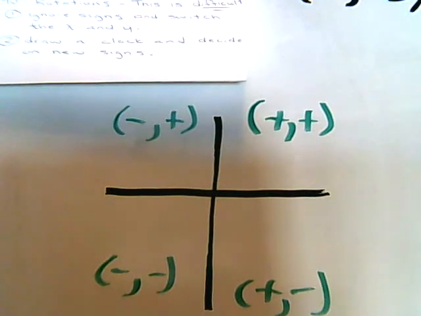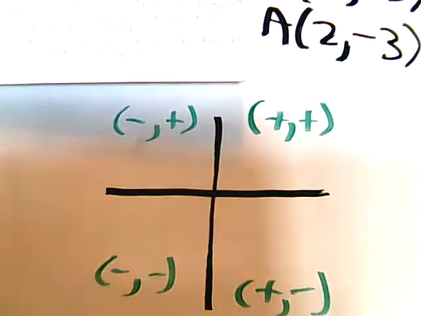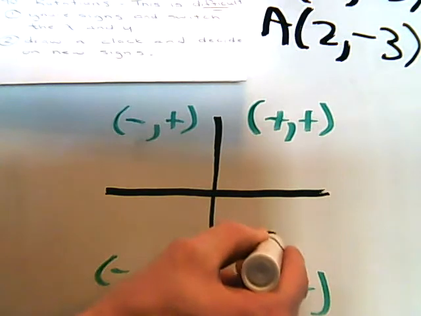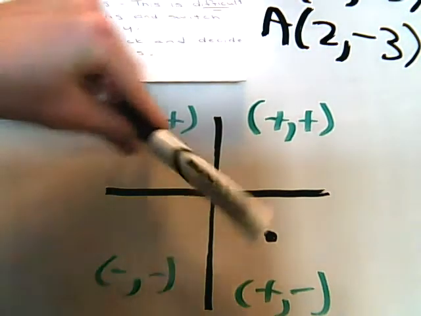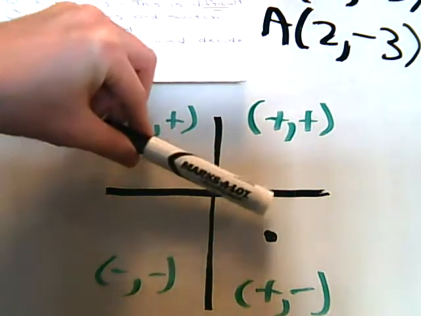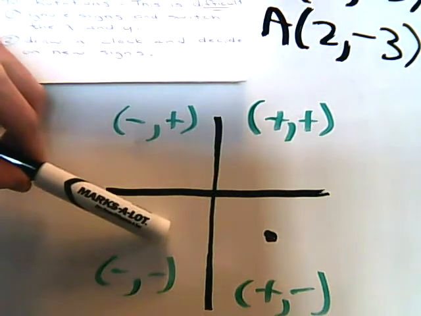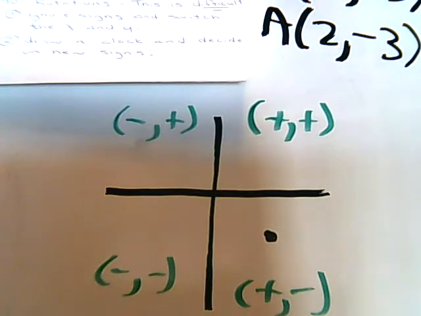Now, 90-degree rotations are completely different. So now, if you look here, we have A at 2, negative 3. So 2, negative 3 is going to be somewhere down here. If you're going counterclockwise, you always go one quadrant with 90 degrees. So you're going to go here if it's counterclockwise, you would go here if it's clockwise. So you have to read the question and see which way they want you to go.